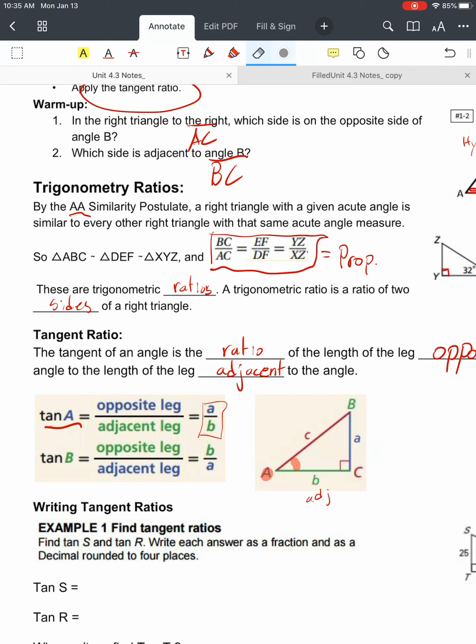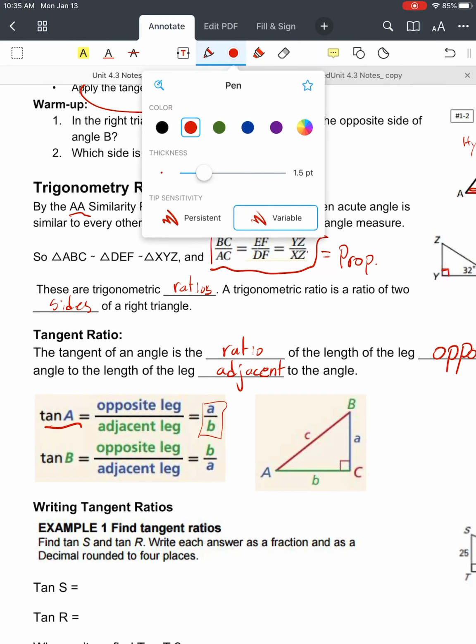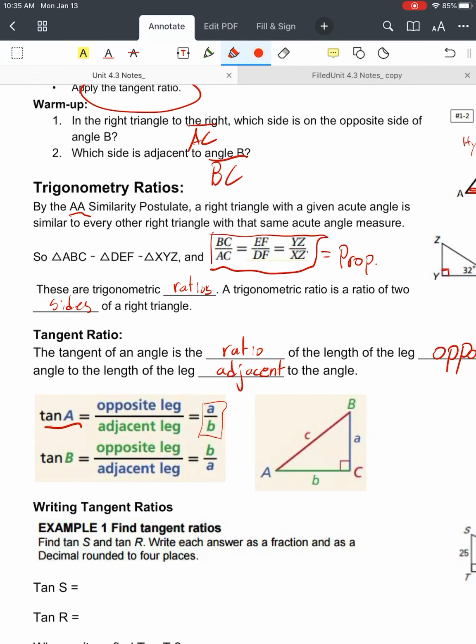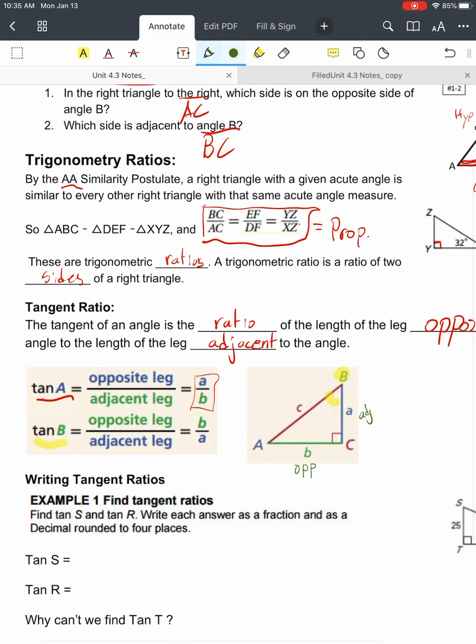Now, if I were to change my angle, so would my opposite and adjacent. So if I changed, let's hypothetically say tangent of B, so our B is here, so this is our angle. Therefore, our opposite would be b this time, and our adjacent would be this a. So we would write b over a. So the tangent ratio is basically taking those side lengths and putting them over each other.